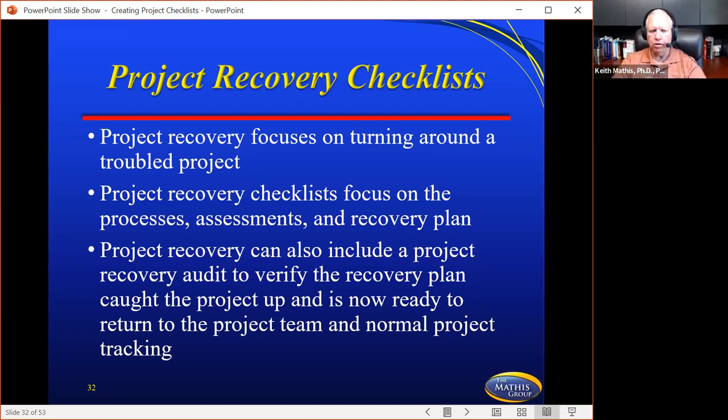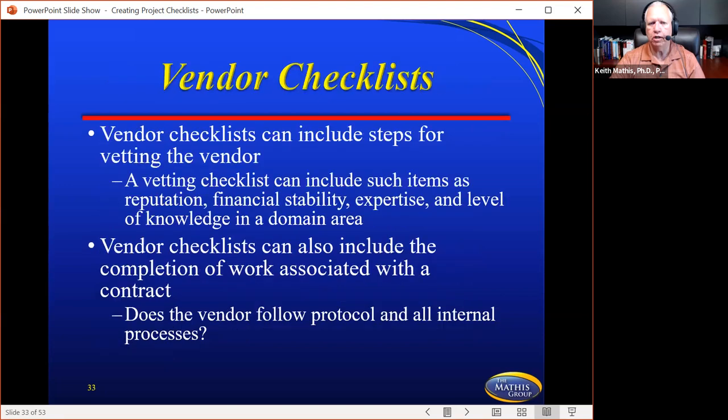Project recovery can also include a project recovery audit to verify the recovery plan caught the project up and is now ready to return the project team into normal project tracking. So this is assuming that the project recovery plan is only for a small section of that project. So let's say it's 8 weeks long. So you have a checklist of how to transition to that recovery plan, do the recovery plan, and then transition that project back over to the team. So that could be what your checklist verifies.